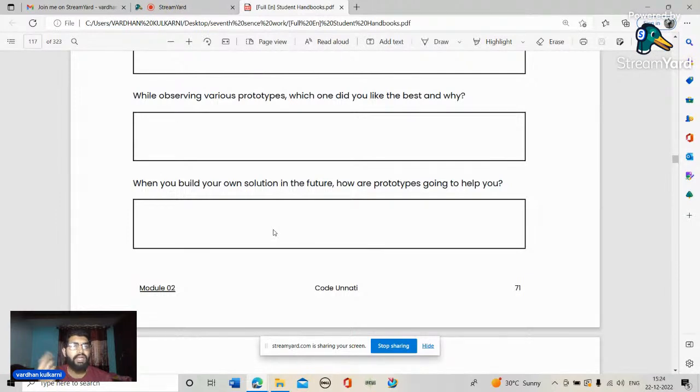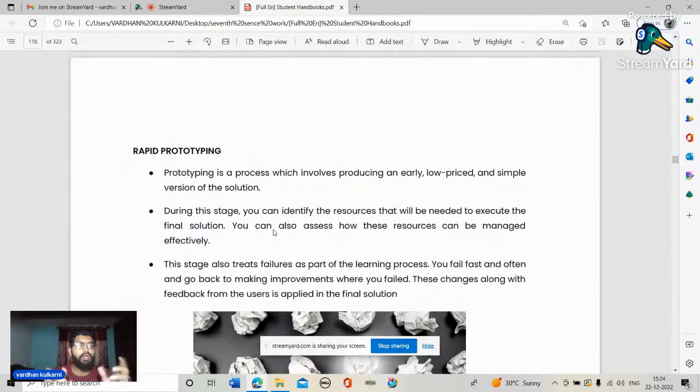So you can easily understand what problems might arise in the future. And you also understand where the prototype can be developed further. You understand your own solutions better in a manner, right? Okay. And what is rapid prototyping?